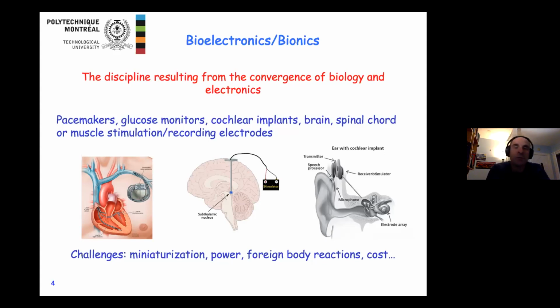Unfortunately, this won't be the talk of today, but I think you have seen the news yesterday that the company led by Elon Musk, called Neuralink, is very active in this field. And I strongly believe that conducting polymers can help in improving this interface.